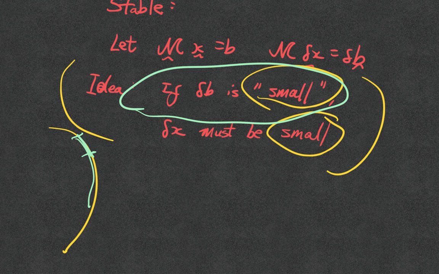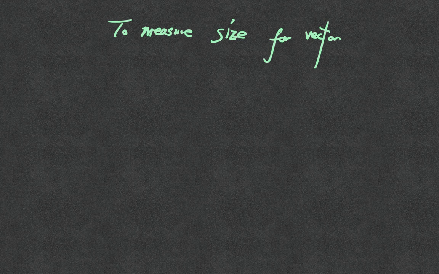Okay, so that ratio. But to go back, to measure distance, or actually a size or whatever, for a vector, we need to use something called a norm. Okay, what is a norm? There are multiple different norms. So let V be an n-dimensional vector with n components.